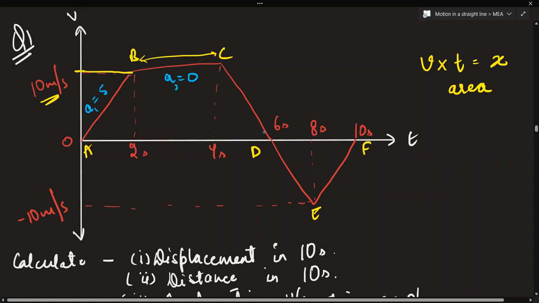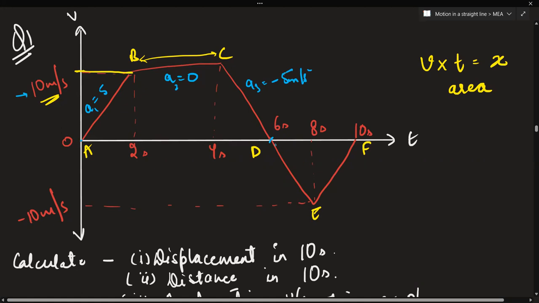Again, this is a decreasing slope from 4 to 6. So this time, if you see the slope, it will be minus 10. You will inverse it because this is a decreasing slope. So the magnitude will be the same, 10 by 2, that is 5. But here the acceleration will be minus 5. Why? Because final velocity is 0 here. Are you able to see this 0? And initial velocity was 10. So final minus initial gives you negative meter per second square.